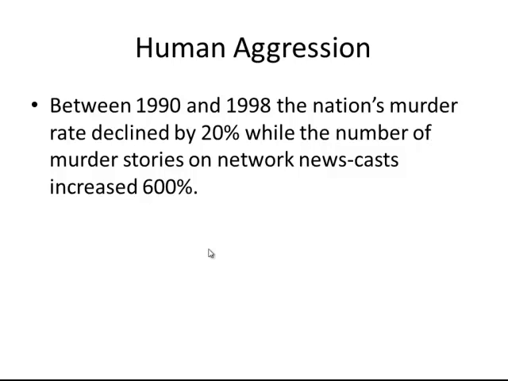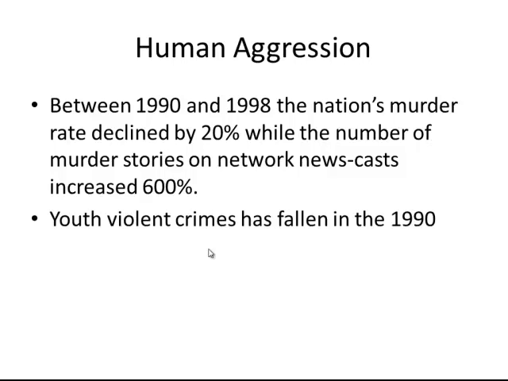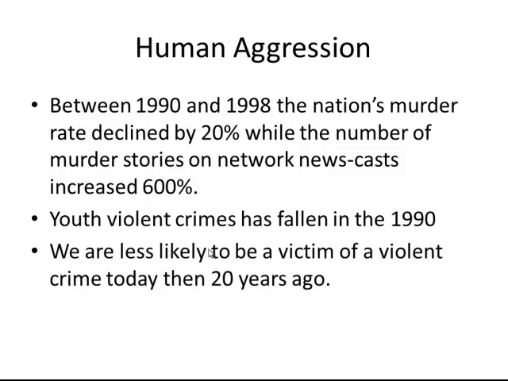It said, between 1990 and 1998, the nation's murder rate declined 20%. In other words, we became a safer society. But the number of murder stories reported in the news, not the number of murders, but the number of reports of murders or reporting of violence, went up 600%. This is the idea that people think we're in a terribly violent place because we see it all over the news, but things decline. Youth violent crime has fallen ever since 1990. We are less likely to be victims of violent crime today than 20 years ago.